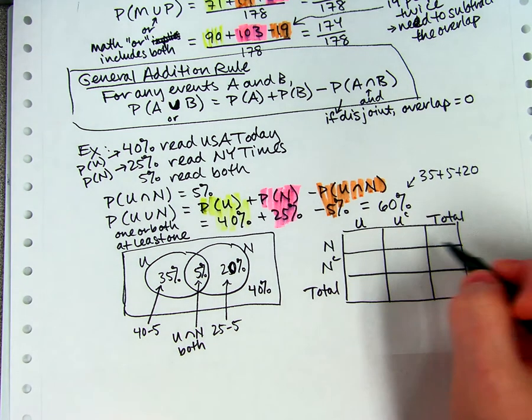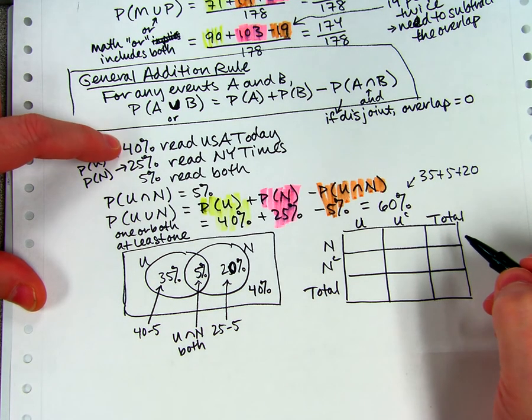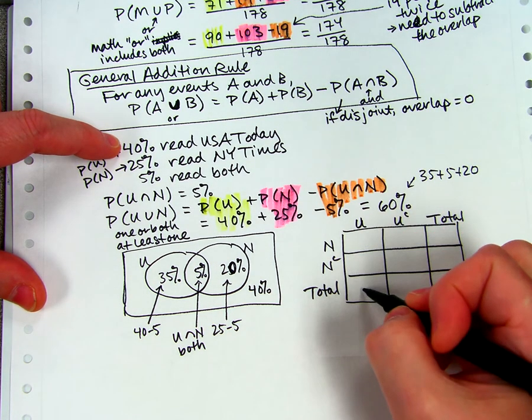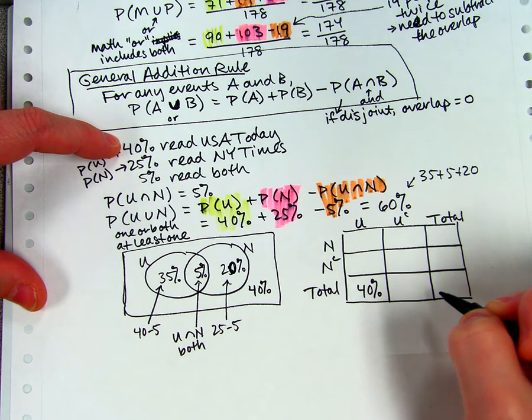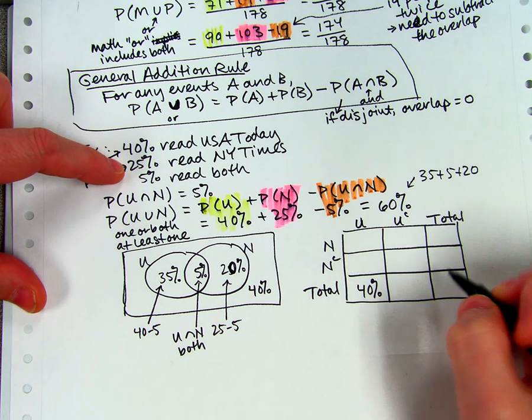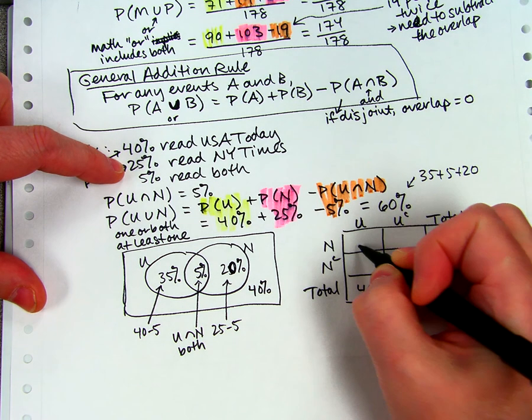And so we're going to put the numbers in. And the thing I like better about two-way tables is the 40% has a place to be written down. It's the total USA Today people, 40%. The total New York Times people, that goes in this total spot. And then the 5% goes here, and you should be able to fill in the rest from that information.